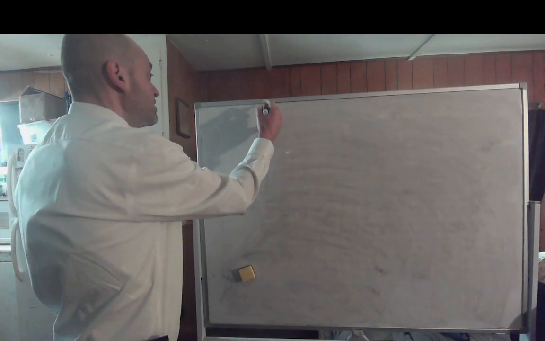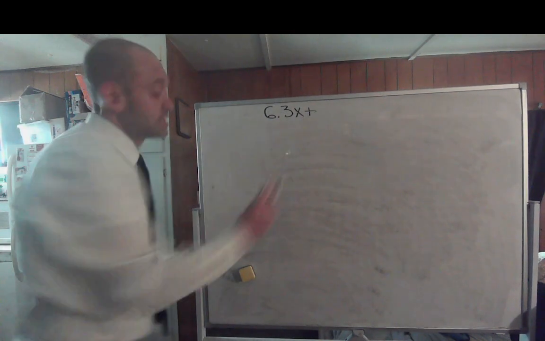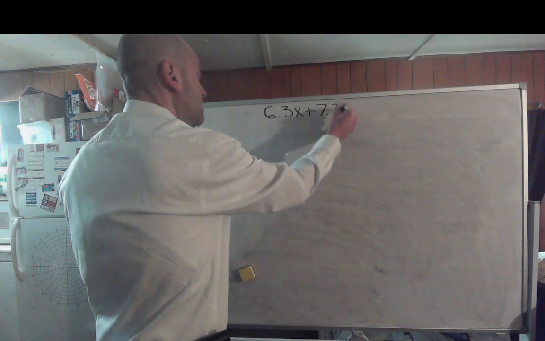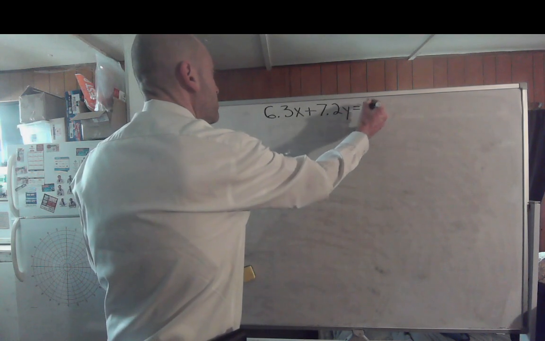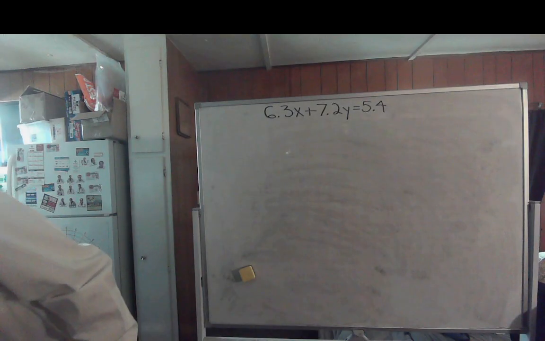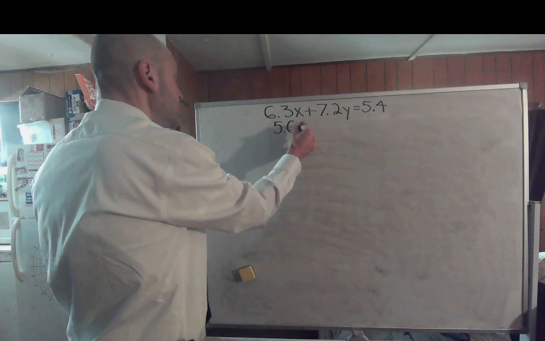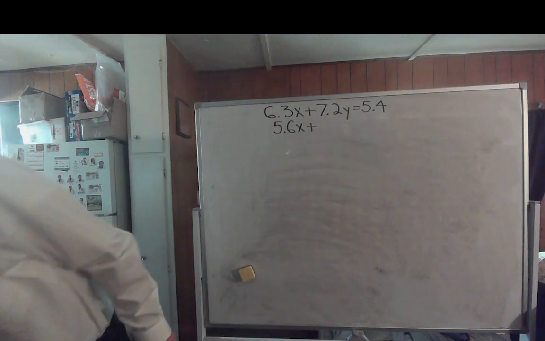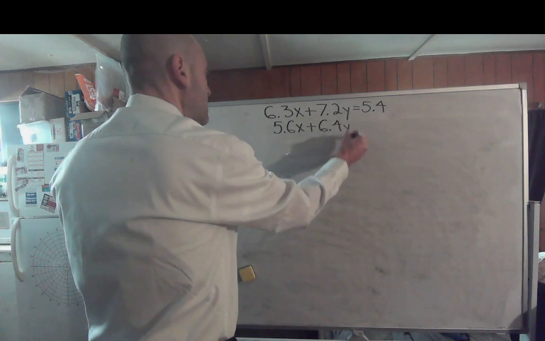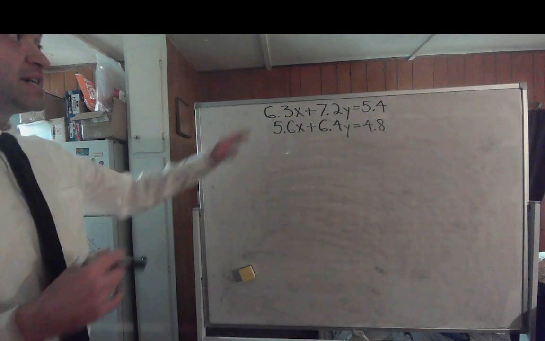Okay, so we have 6.3x plus 7.2y equals 5.4. And then 5.6x plus 6.4y equals 4.8. So both equations have decimals.